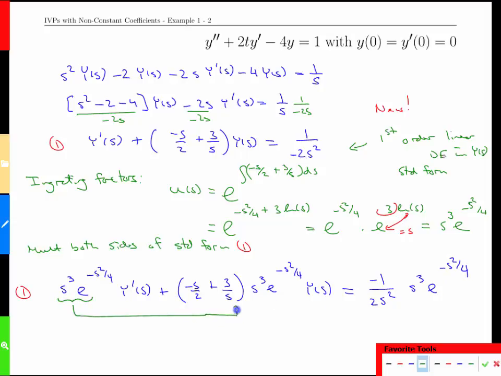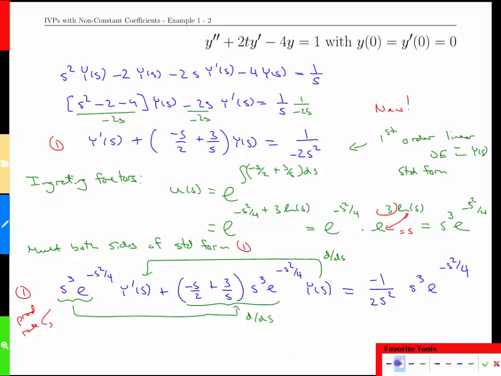Now that may not look like it helped immediately, but if you take a look at this first term and this related first term here, they're actually related by a derivative. If you take the derivative of this and use the product rule and expand and carry on, you will end up with this term here. Likewise, the y and the y prime are related through an s derivative. So what we have here is a product rule on the left-hand side.